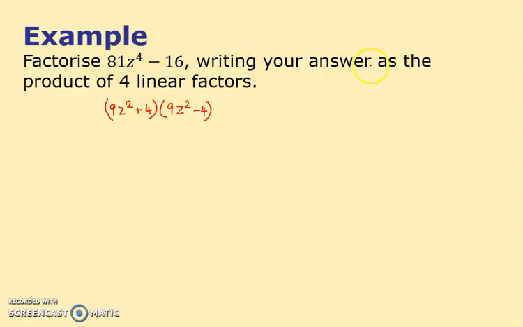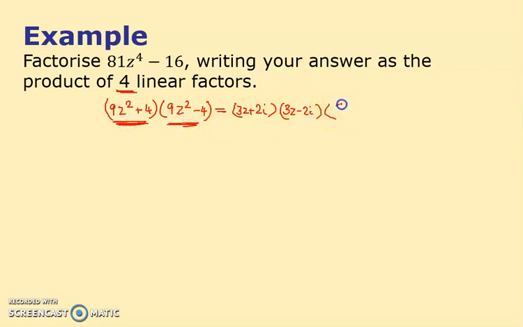What's it say? Writing your answer as the product of 4 linear factors. Now linear means I can't have squares in. So I've got to still factorize this. Well, luckily now I can. It says 9z squared plus 4. So I reckon that's 3z plus 2i, 3z minus 2i. All I've done so far is that one. Now I'm going to do this one.